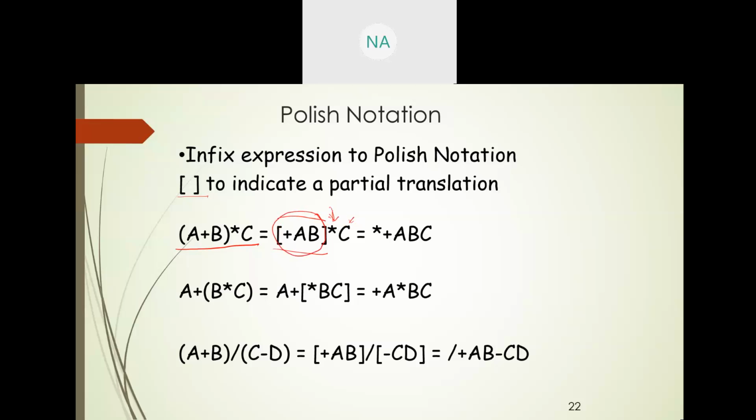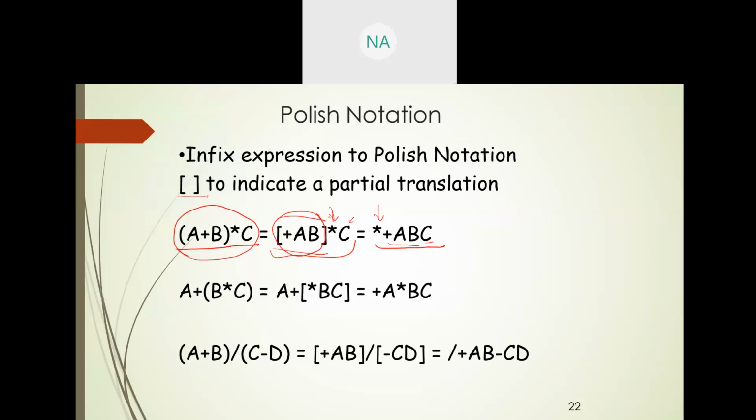Okay, so now what will you do to convert this expression into the corresponding Polish notation? You will first write the operator plus, then you will write the first operand, which is plus AB, then you will write the second operand C. So this is the corresponding Polish notation. This is the corresponding arithmetic expression in the Polish notation for this infix expression, right?